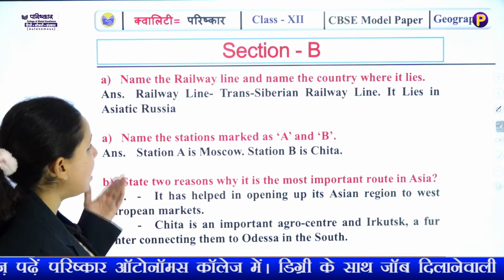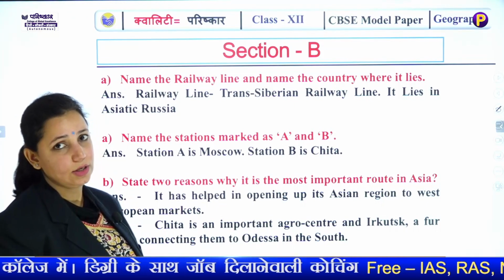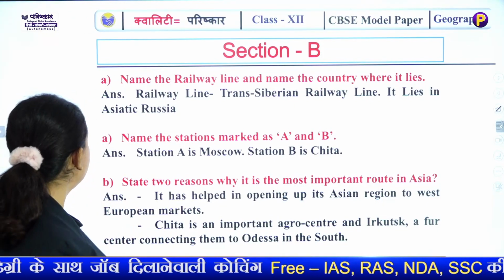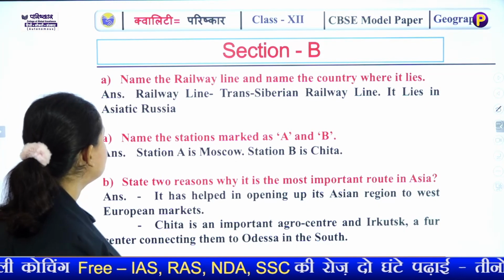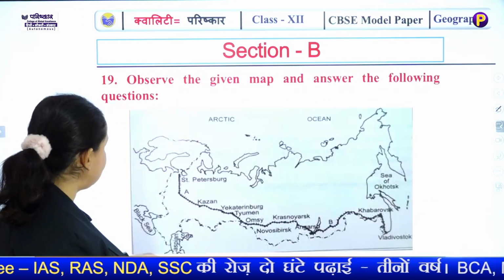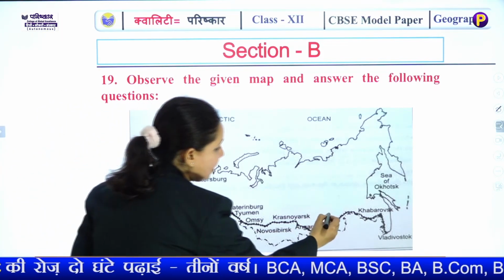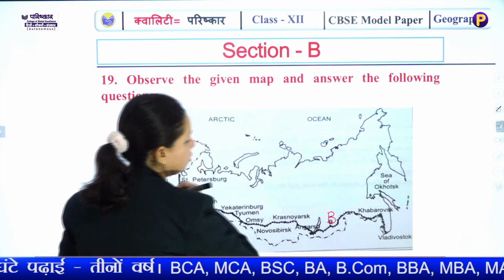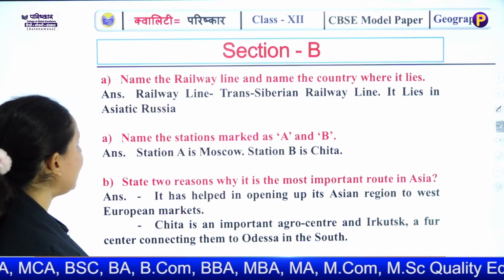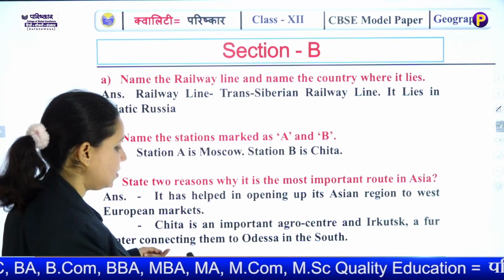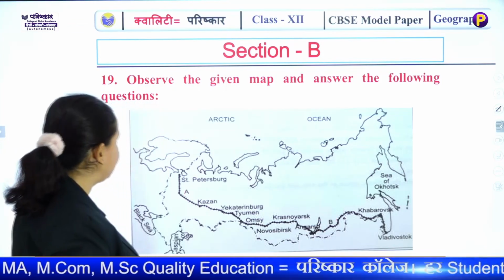Railway line: Trans-Siberian Railway, it is located in Asiatic Russia region. Next, name the station marked as A and B. Now A and B, you can see A is marked here and B is marked here. So you should know the location of these places itself. Station A is Moscow and B is Chita.